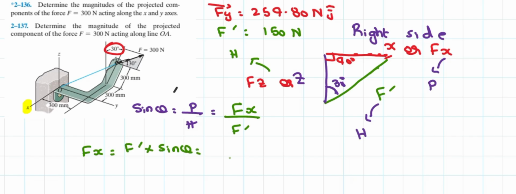The value of f prime, which we already found out, is nothing but 150, and the value of theta according to this triangle is nothing but 30 degree. So it is equal to sine 30 degree. So 150 into sine 30 degree is equal to 75 Newton. But this is the magnitude.